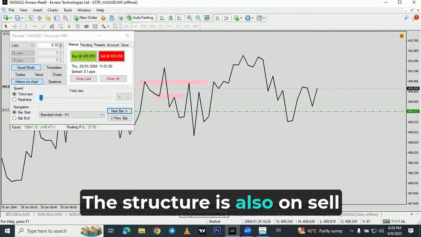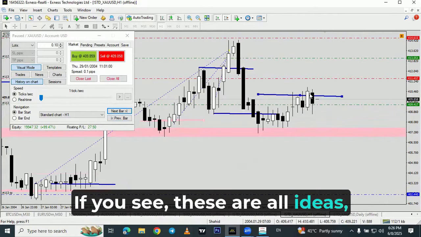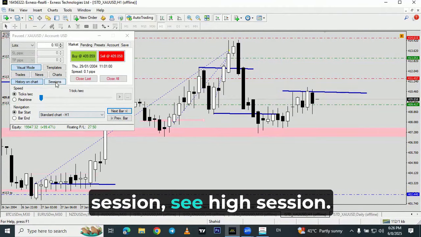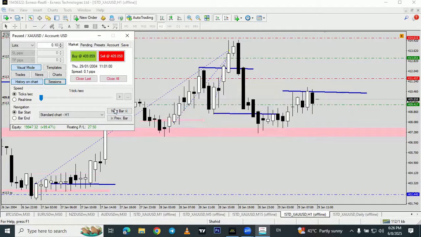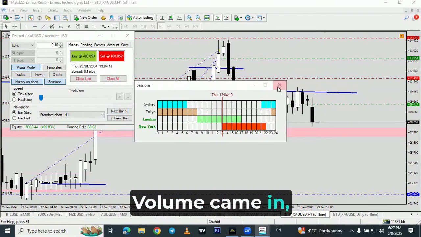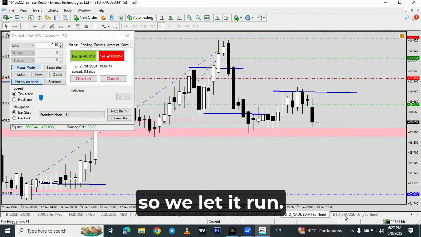The structure is also on sell side, so there's no idea here. If you see these are all ideas, then it's on sell side and session. We wait in New York for the next session, see high session. Volume came in, high session volume came in. So we are in New York. We have two entries running. So we let it run.